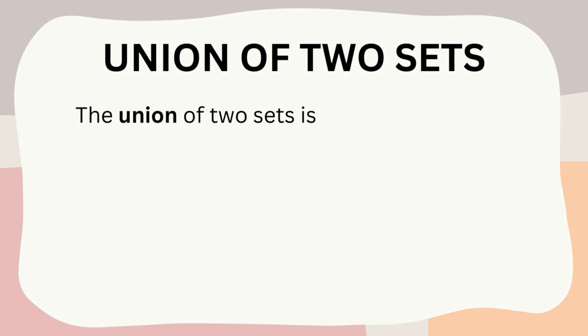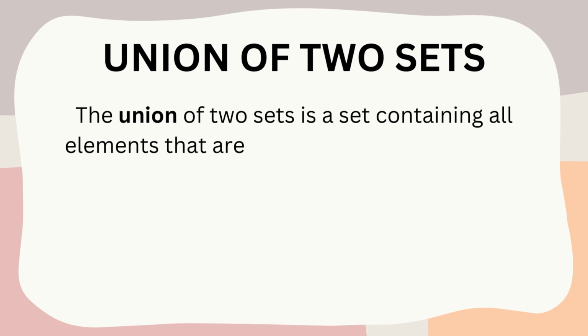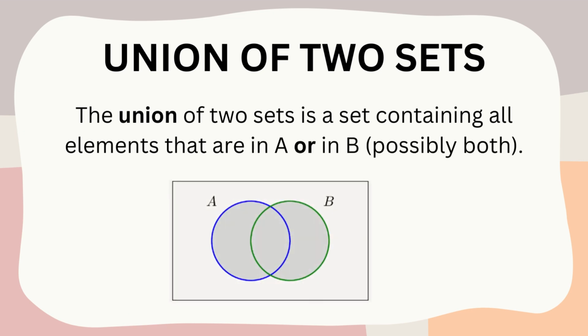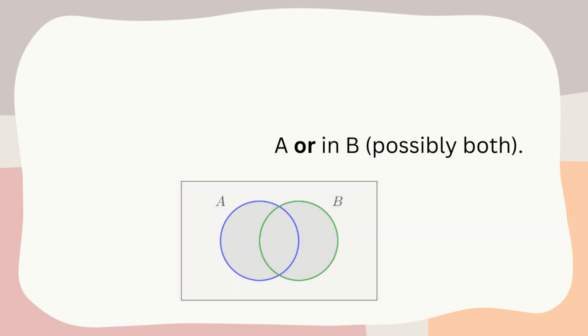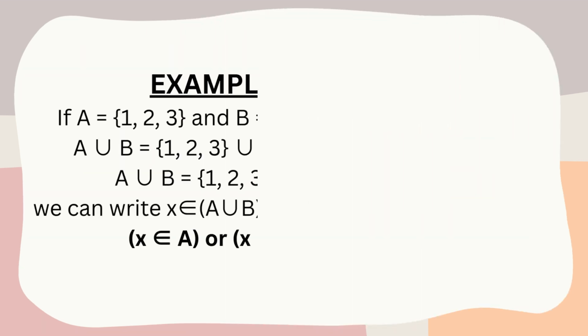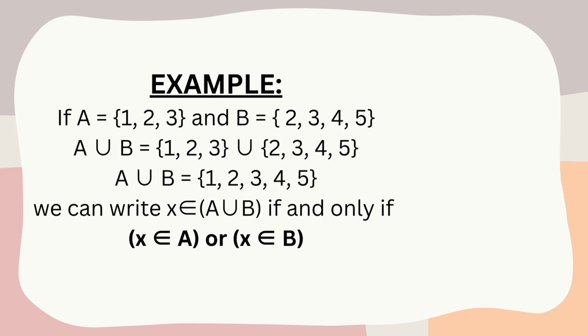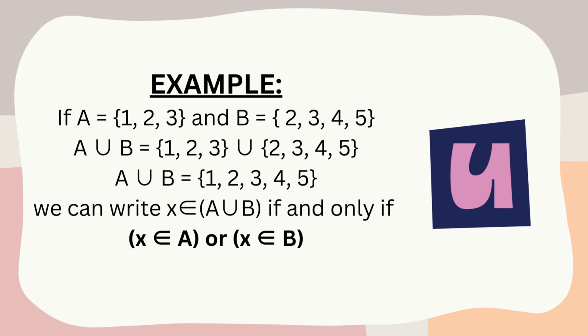It is basically a set containing all elements that are in A or in B, possibly both. Here the shaded parts represent A union B. For example, A equals a set with elements 1, 2, and 3, and B with 2, 3, 4, and 5. The union is represented with the letter U, so you combine all the elements from set A and set B together. So 1, 2, 3, 4, 5 is A union B.